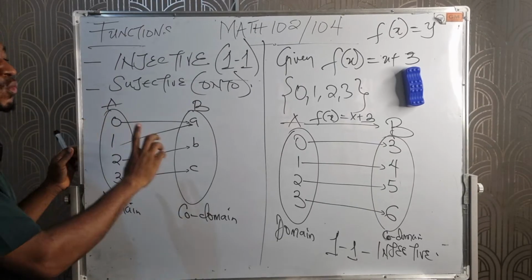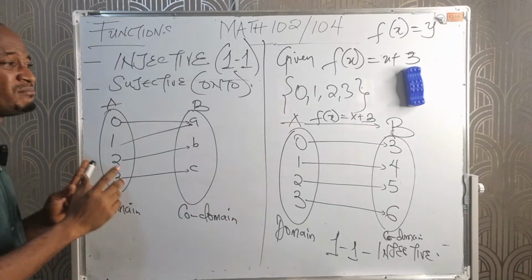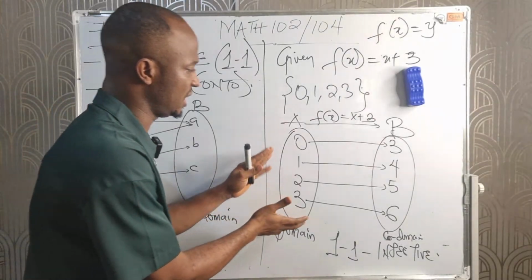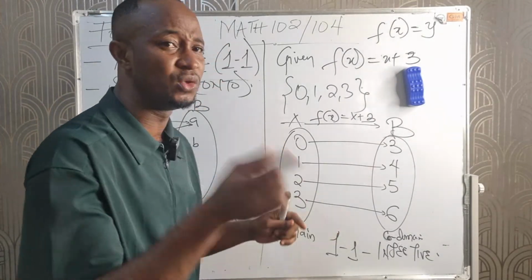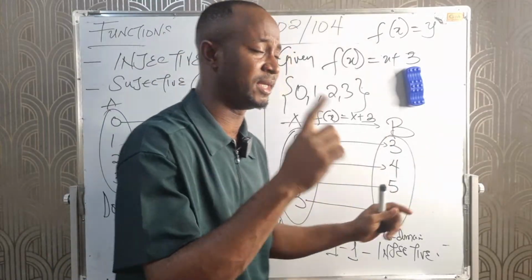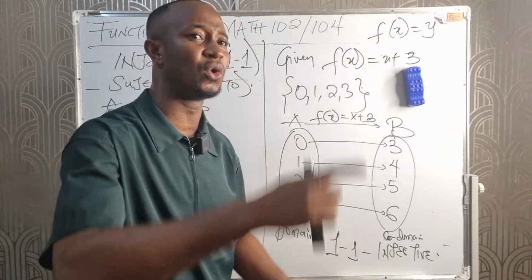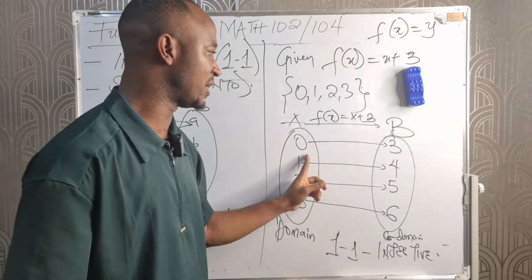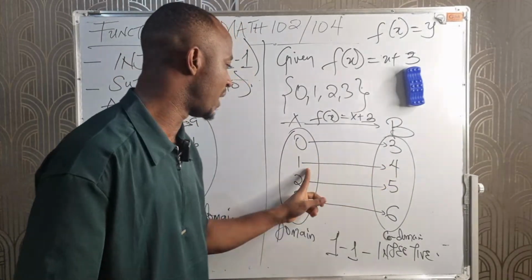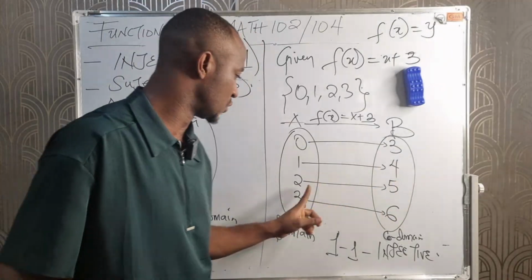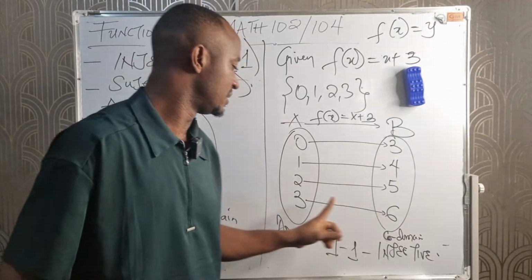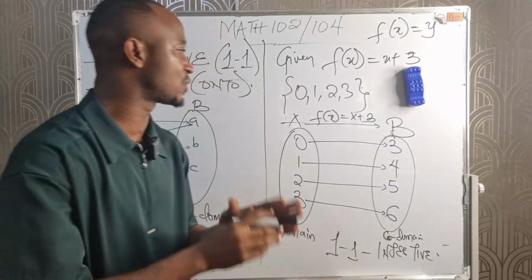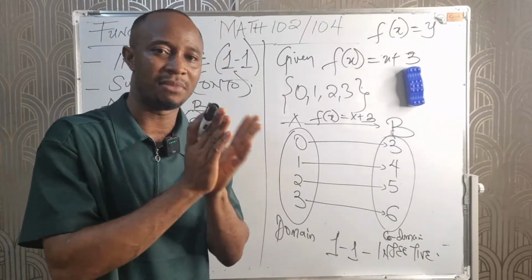We cannot call this one-to-one. One-to-one means that every element in the domain must have a unique element in the codomain, meaning 0 must be assigned to only one element in the codomain. Of course, if you look at this, 0 is only assigned to 3, 1 is only assigned to 4, 2 is only assigned to 5, 3 is only assigned to 6. So this is called a one-to-one mapping function.